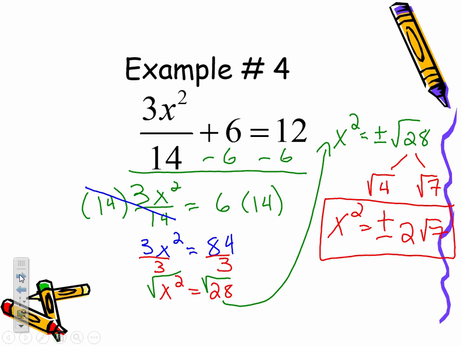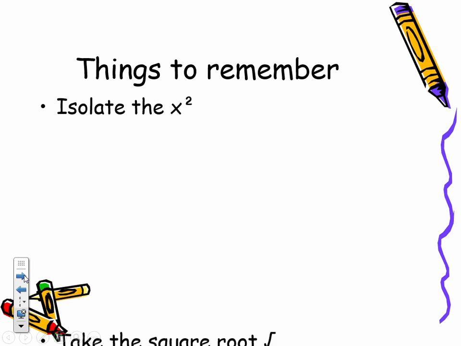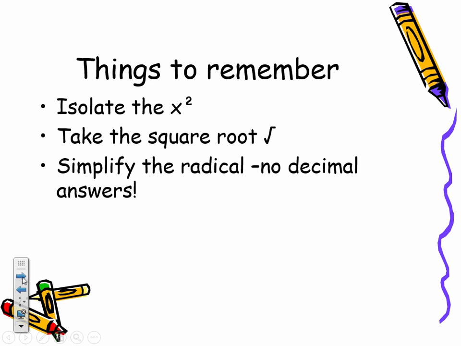That is our last example, ladies and gentlemen, but I do need you to write this down. Things to remember, okay? First thing we have to do, isolate that x squared. Get it all by itself. Then we have to take the square root. Alright, when we're taking the square root, we need to simplify the radical. No decimal answers. Okay, it has to be written as a radical. Always remember, no negatives in the square root.